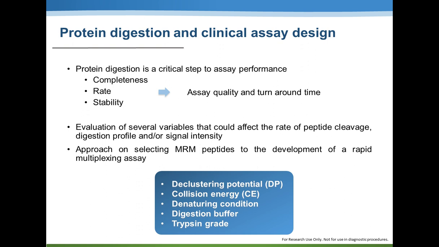So protein digestion is a critical step for assay performance, as the completeness, the rate, and the stability can affect the assay quality and also the assay turnaround time. To help us better understand the key factors in the design of a sensitive and rapid mass spec assay, we evaluated several variables that could affect the rate of peptide cleavage, digestion profiles, and signal intensities, including the declustering potential, DP, collision energy, CE, denaturing condition, digestion buffer, and also trypsin grade.